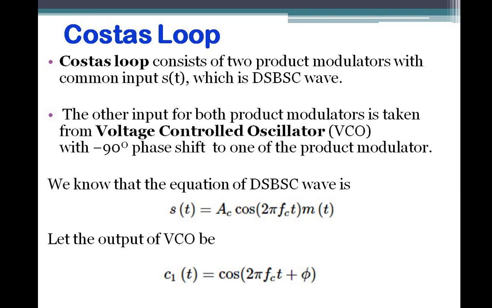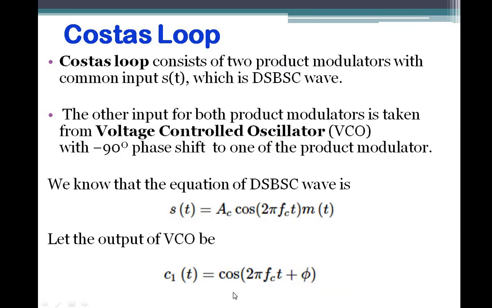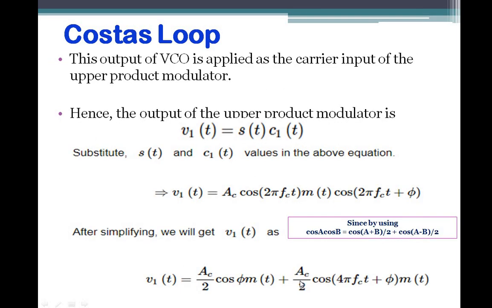Now the output of the VCO, the voltage controlled oscillator, the first output without any minus 90 degrees of phase shift. First we are seeing only this upper part, where we are not applying the minus 90 degrees. So what will you be getting? C1 of t is equal to cos 2 pi fct plus phi.